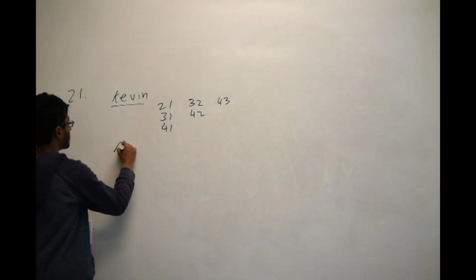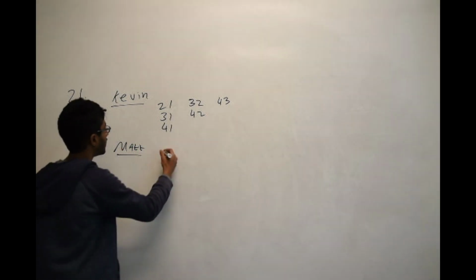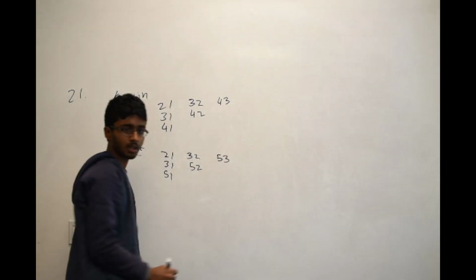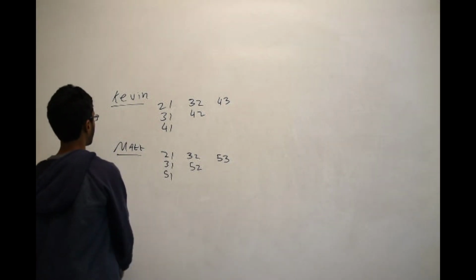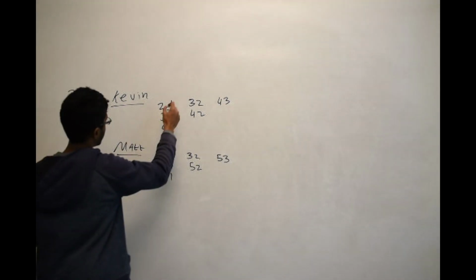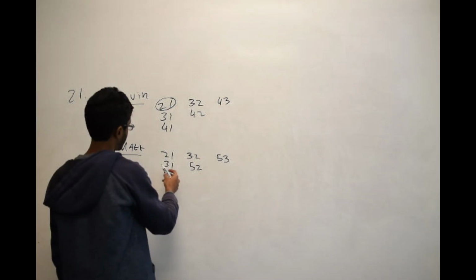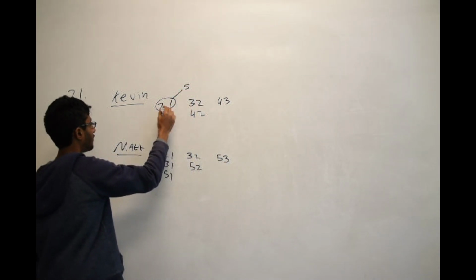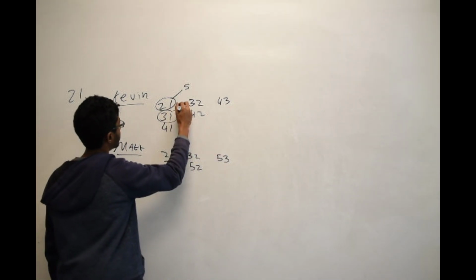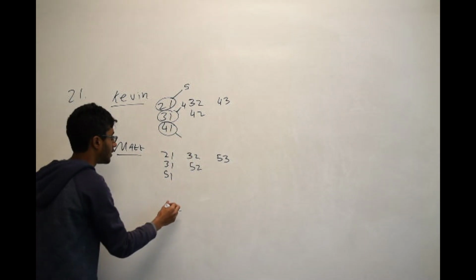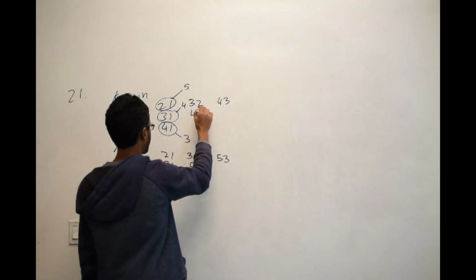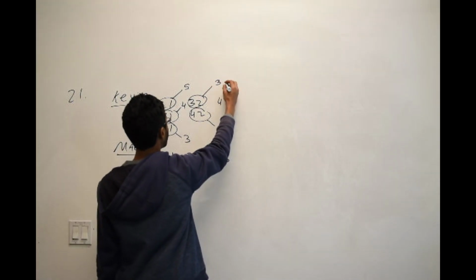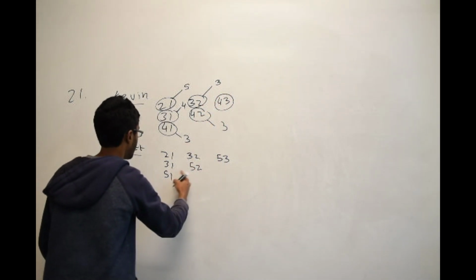And similarly, you can find the numbers Matt could have written down: 21, 31, 51, 32, 52, and 53. And so we want the probability that Kevin's number is smaller than Matt's. Let's say Kevin picked 21. What numbers here are going to be greater than 21? There are going to be 5 total numbers greater than 21. For 31, there are going to be 4 numbers greater than that. For 41, there are going to be 3 numbers greater than that. For 42, another 3. For 32, it's going to be 3. And for 43, another 3.